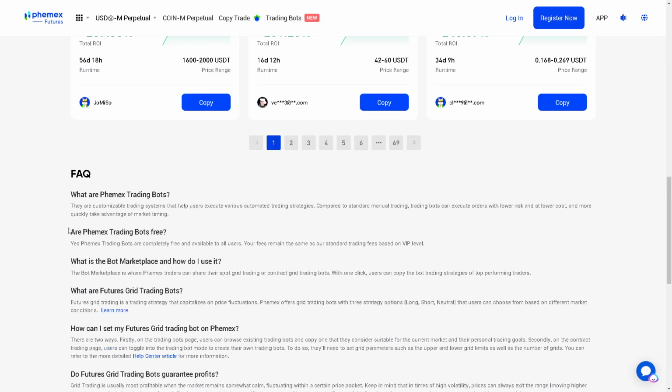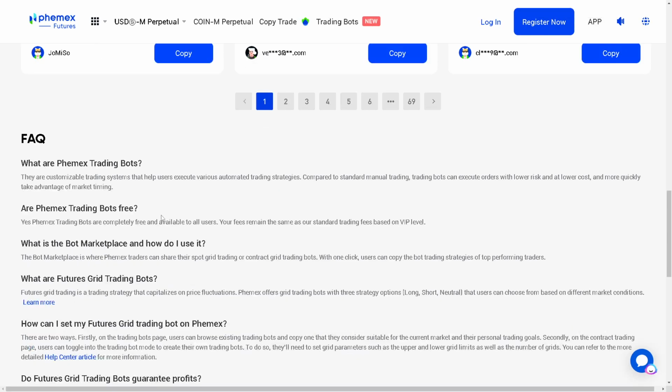If anyone might ask, what are Phemex Trading Bots? Basically, they are customizable trading systems that help users execute various automated trading strategies. Compared to standard manual trading, bots can execute orders with lower risk and at lower cost, and more quickly take advantage of market timing. Now, Phemex trading bots are completely free and available to all users. Your fees remain the same as your standard trading fees based on the VIP level.